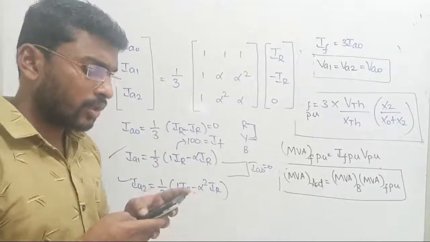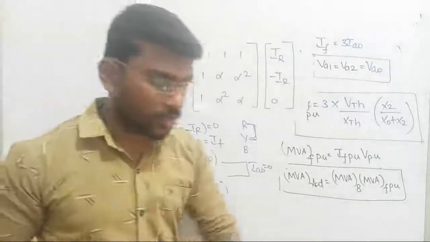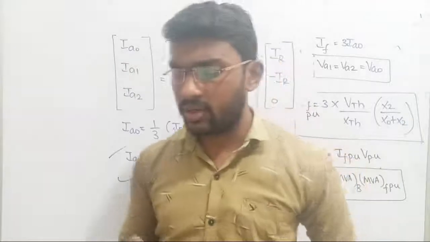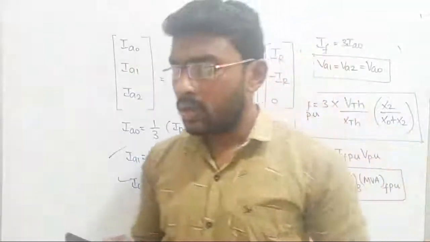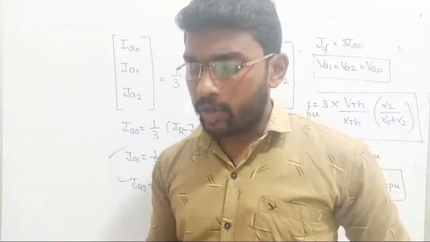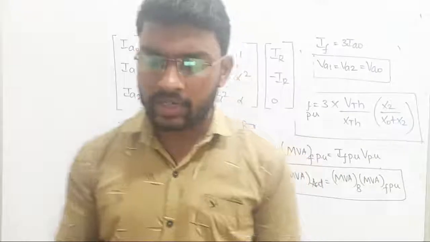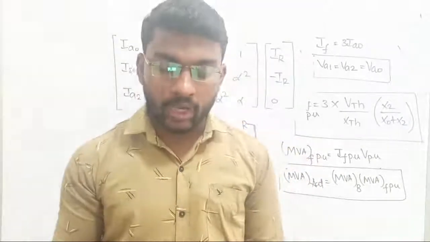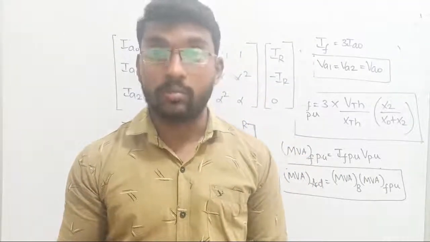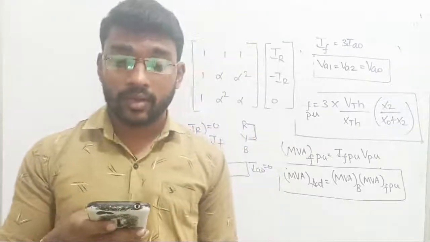Take the next one. Take question number 13. It's a very simple question. You can do it later. For the given base voltage and base volt ampere, the per unit impedance value of an element is X. What will be the per unit impedance value of this element when voltage and volt ampere base are both doubled? This is a per unit calculation.